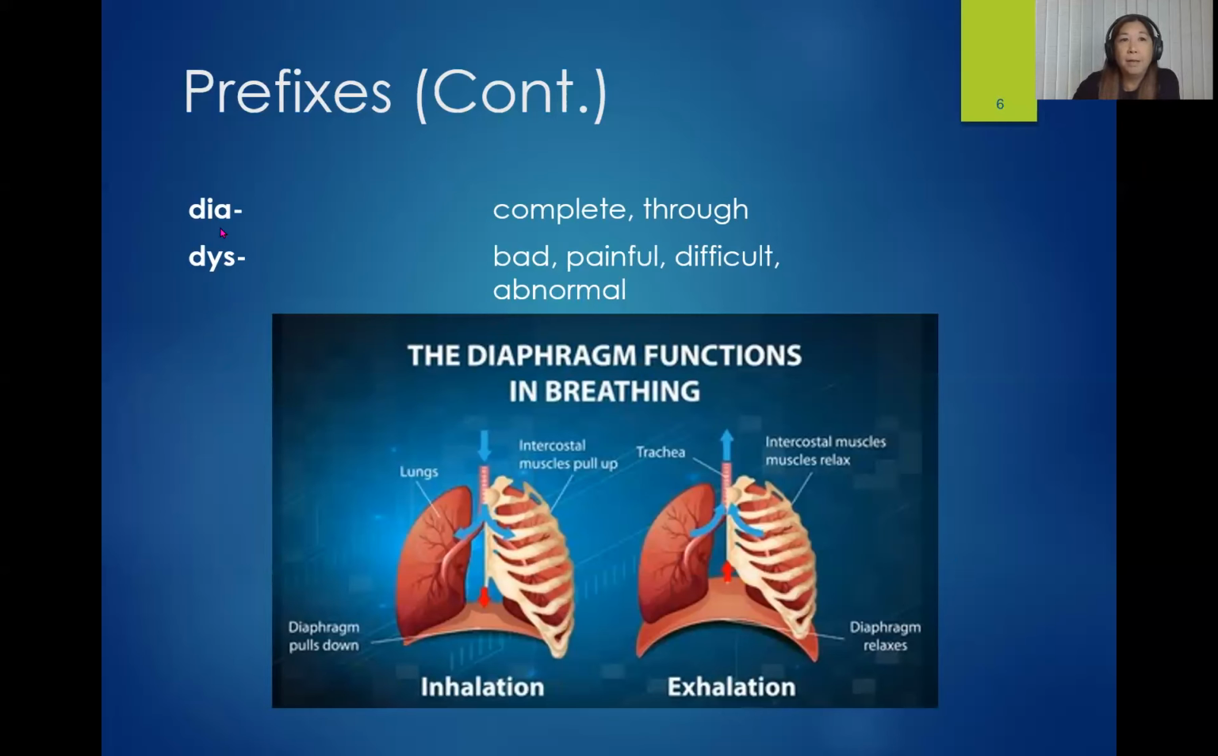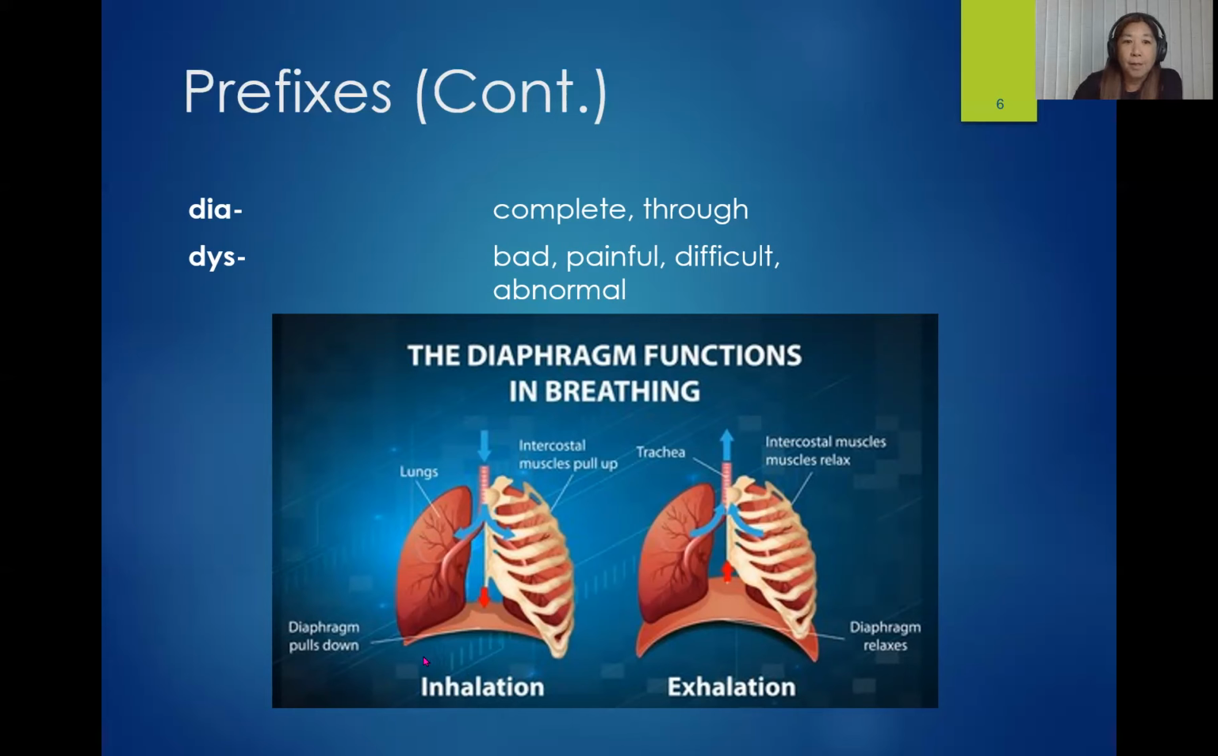Dia means complete or through, right? So you have the term diarrhea, right? Which is when you have the discharge of watery waste through the colon. Another word would be diagram, which means to mark out by writing or recording. So dia means complete, and gram or graph means the process of writing or recording.